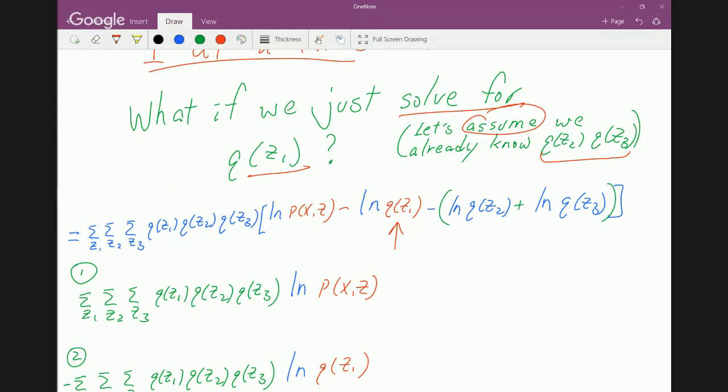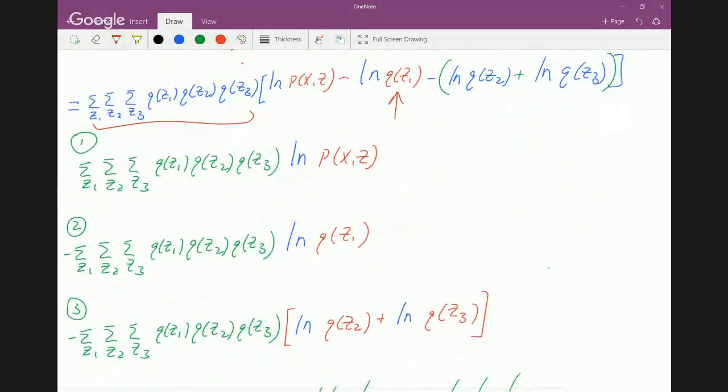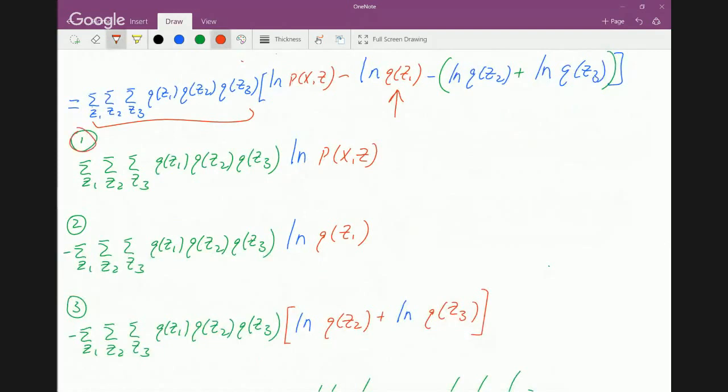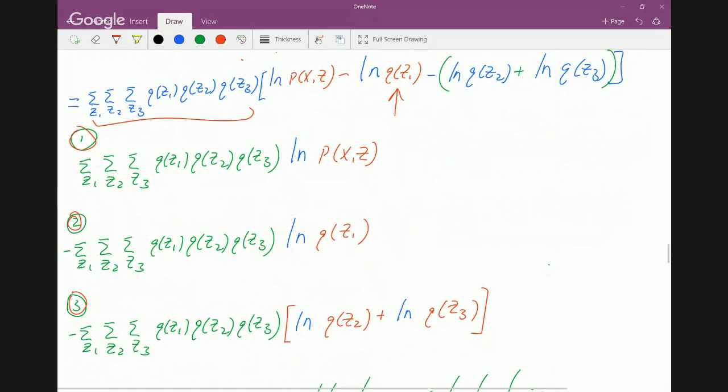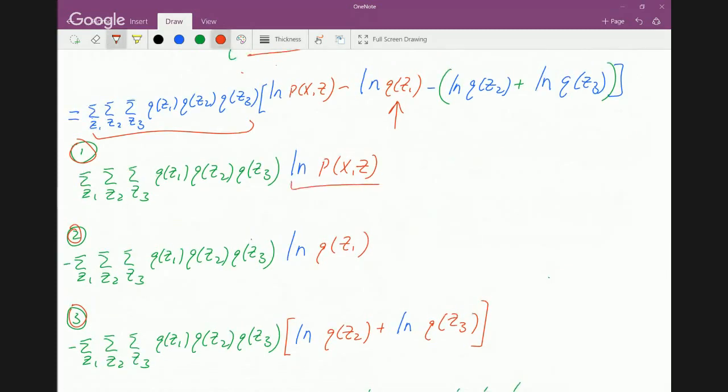The first thing I do is take this portion and just distribute. I multiply here, and then multiply here. Now, if I do that, I get 3 portions. And because it's so long, I separate them out into 1, 2, and 3. Basically, over here is this part, over here is this part, and over here is this part.